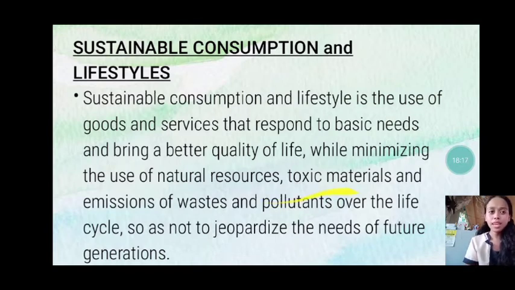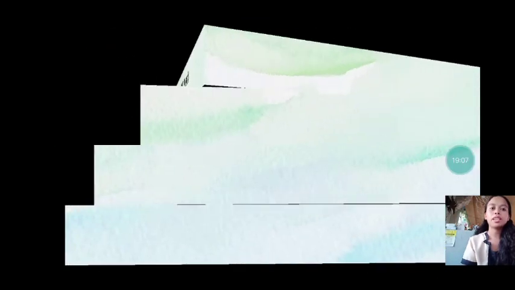So, yes, we should minimize the use of natural resources and toxic materials and emissions of waste and pollutants so as not to jeopardize or compromise the needs of the future generation. So we will enjoy these resources at the cost of our grandchildren. So we should really think upon the next generations so that they will be able to provide their own needs someday.